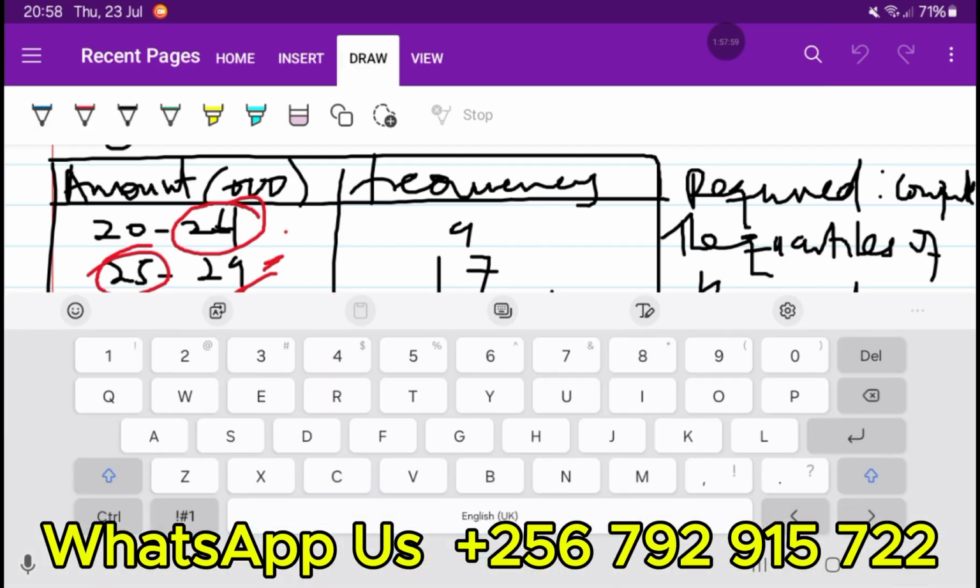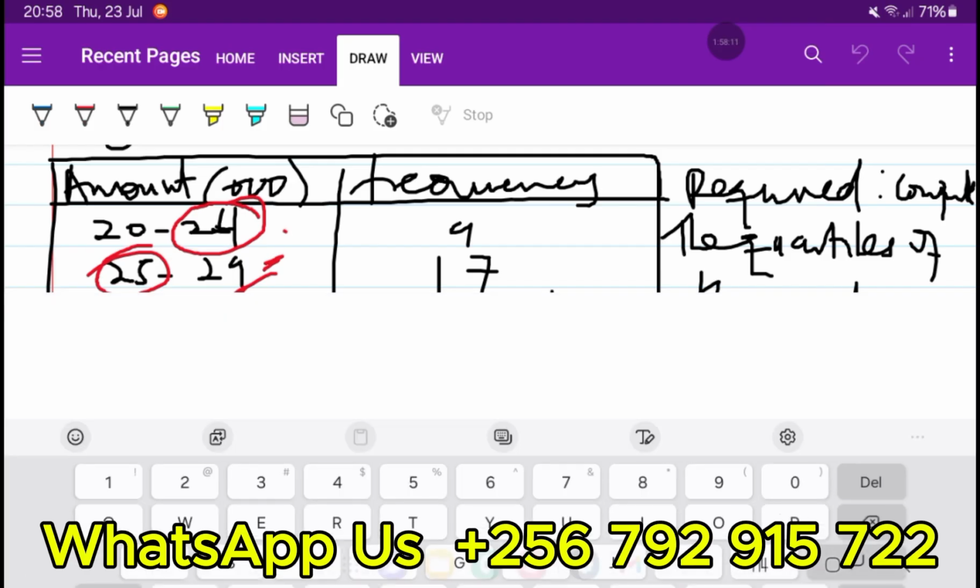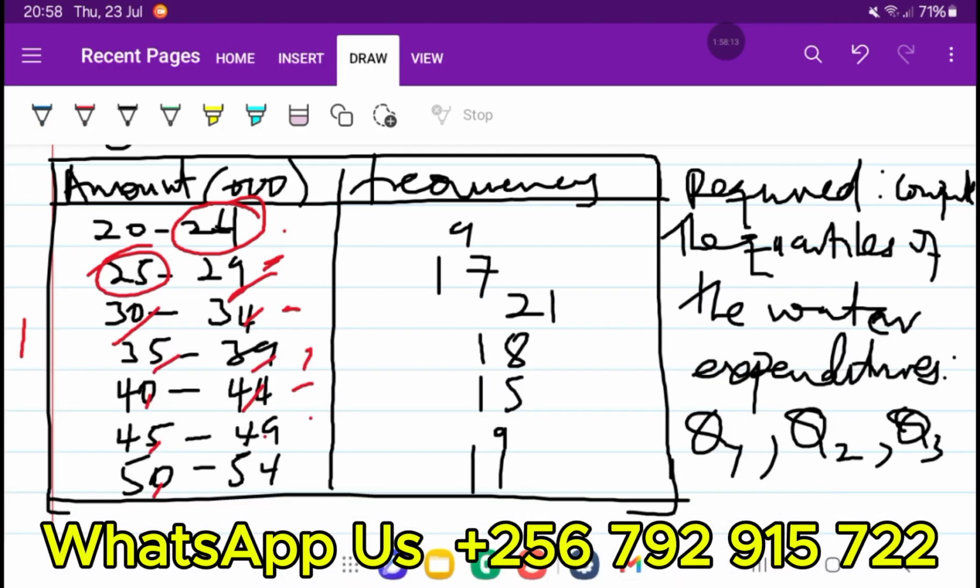We said if we are picking the upper limit, we pick the upper limit. The upper limit will be 24 and 29 of the previous class and then the preceding class. 29 minus 24, that's a 5. Or we can take the lower limits of the two classes, 25 and 20. 25 minus 20, that's 5.